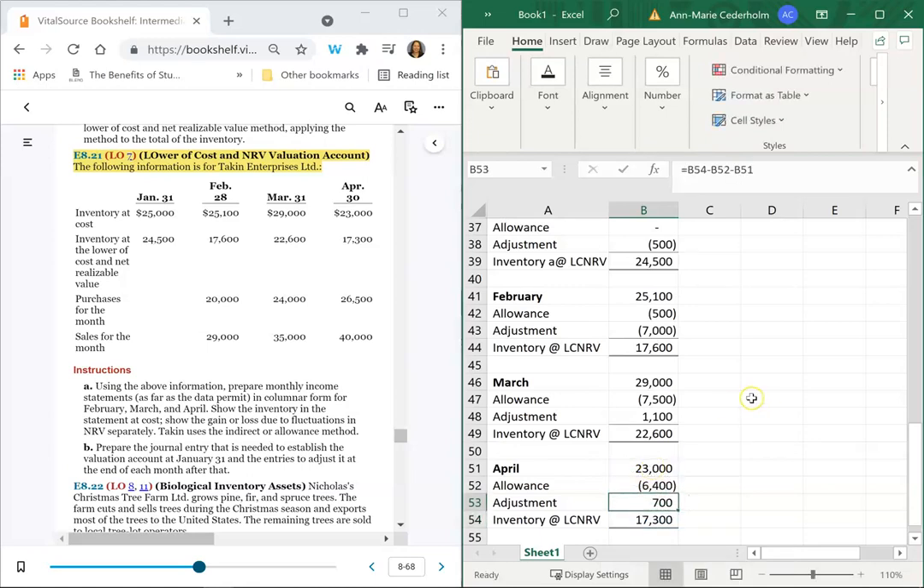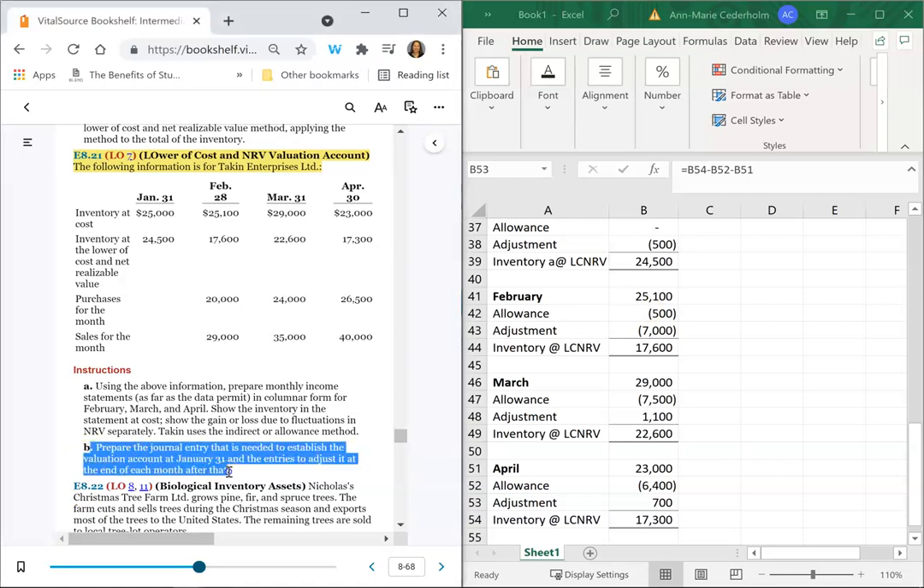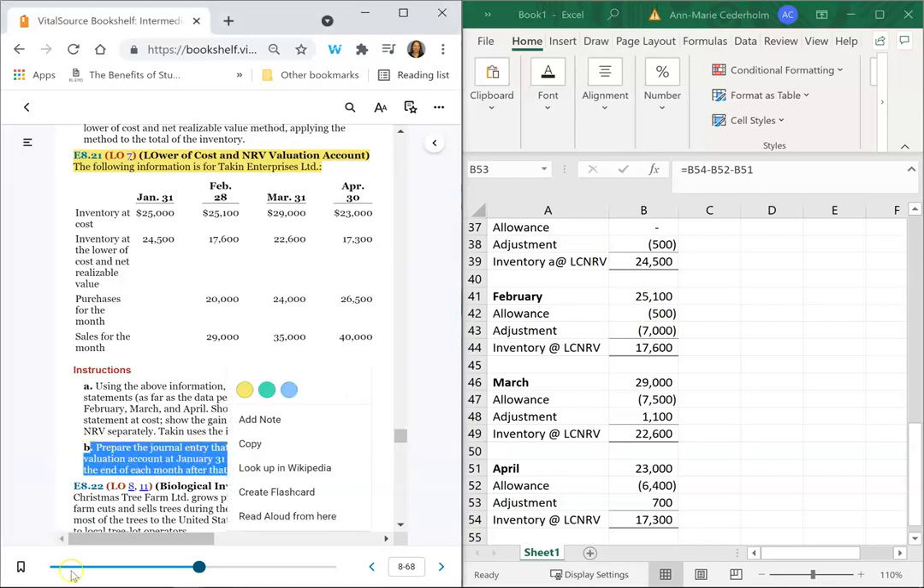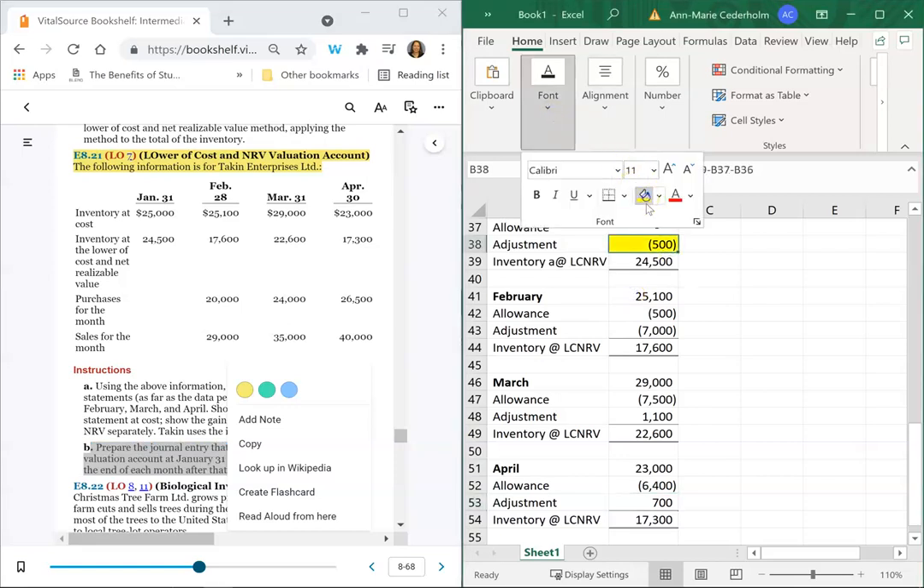So now that I have all of my adjustments, what I'm going to end up doing is my journal entries. And remember, this is the indirect method. I'm going to prepare the journal entries from January until April. So I'm just going to highlight in yellow that these adjustments are going to be the journal entries.